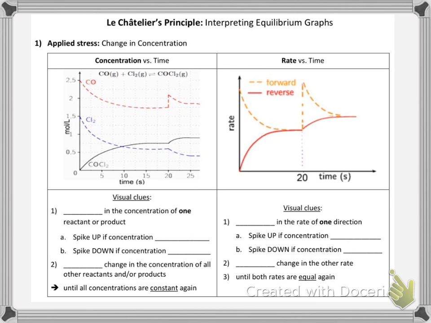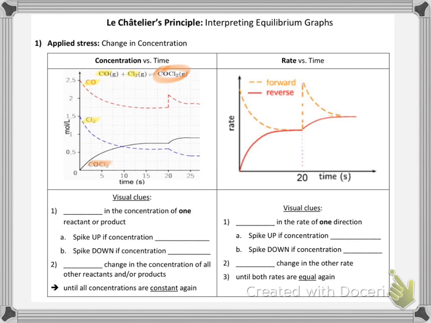The first applied stress is probably the most common one, changing the concentration of something. Now, when you are looking at these graphs, it is essential to make sure you know which ones are the reactants and the products. So carbon monoxide and chlorine gas, totally not toxic at all, are your reactants. And then your product is this strange conglomeration of them. Notice we are looking at specific reactants and products, so we're looking at concentration versus time.